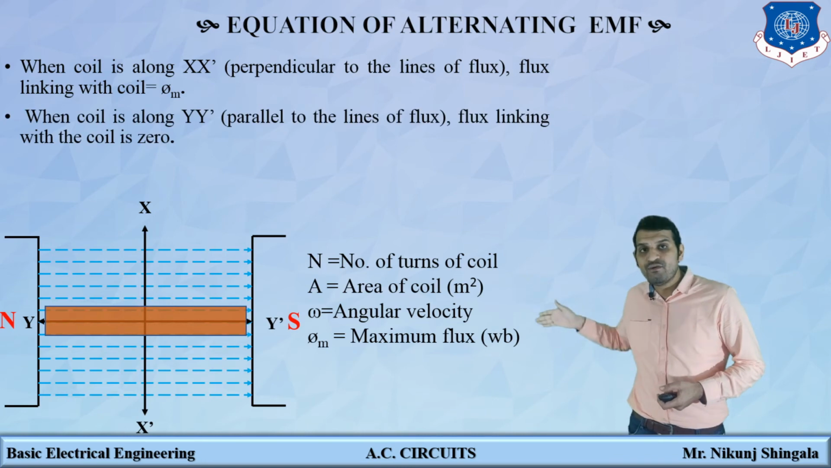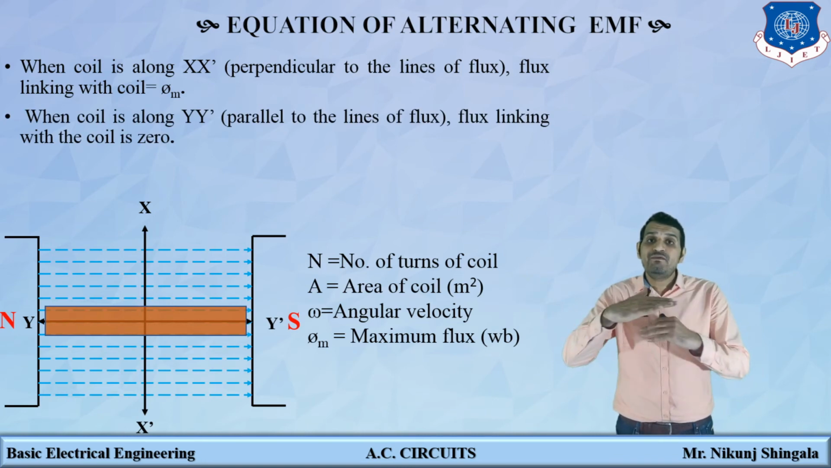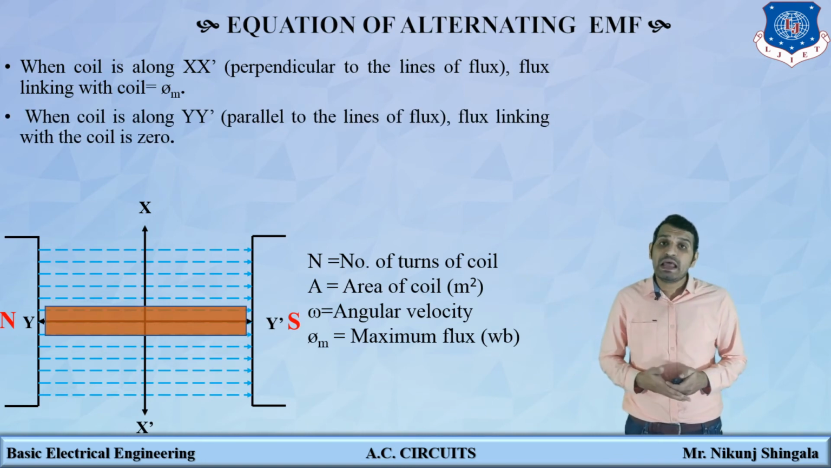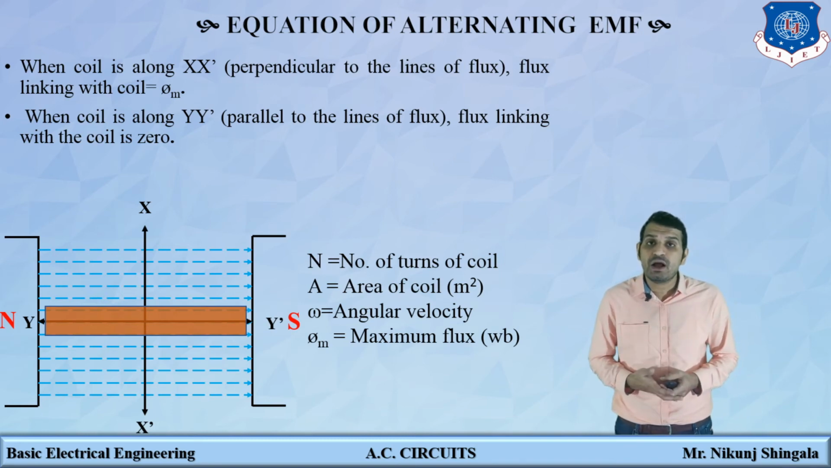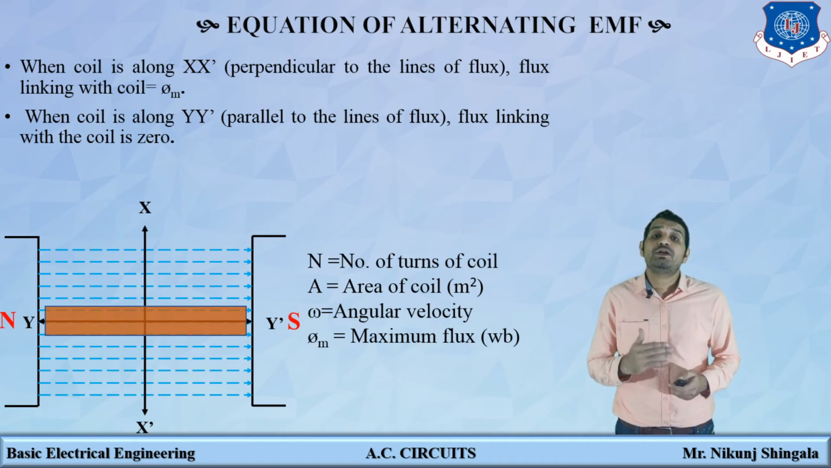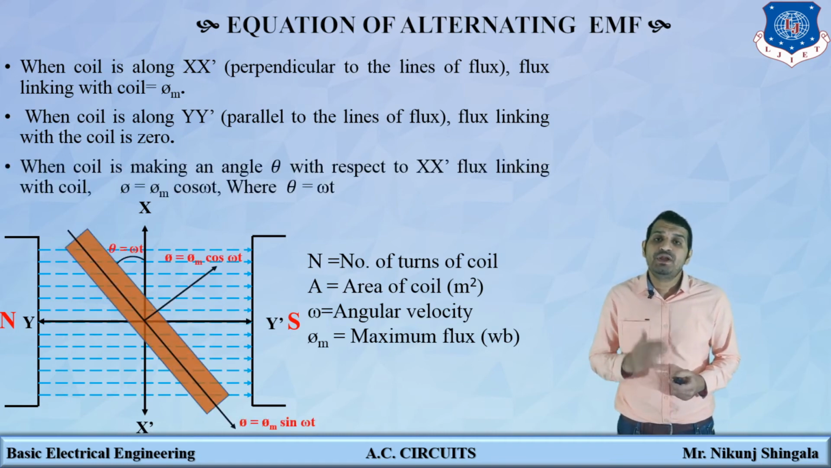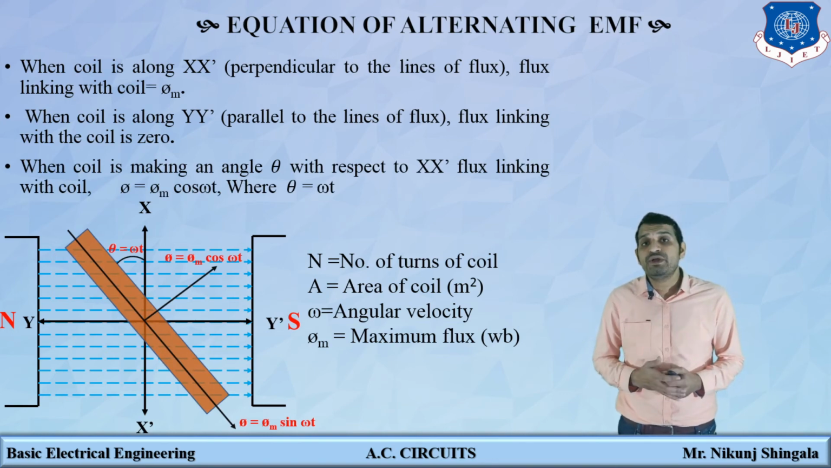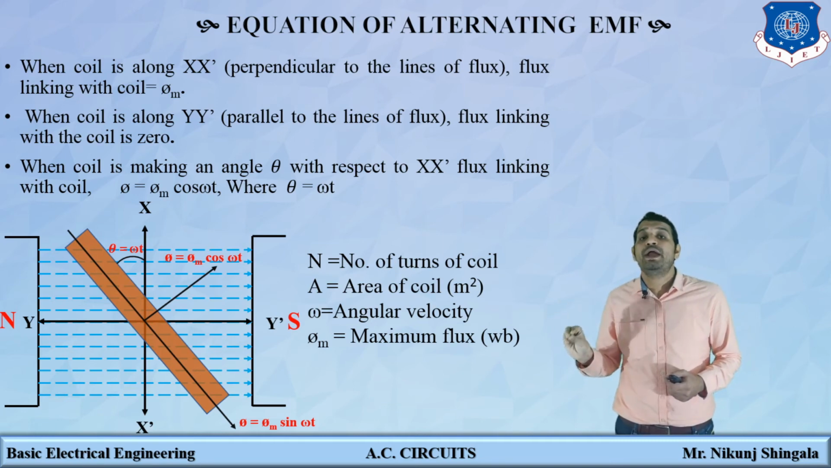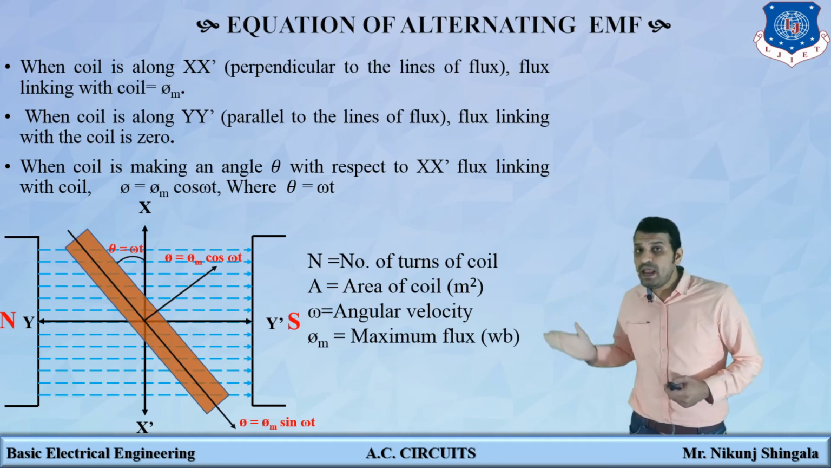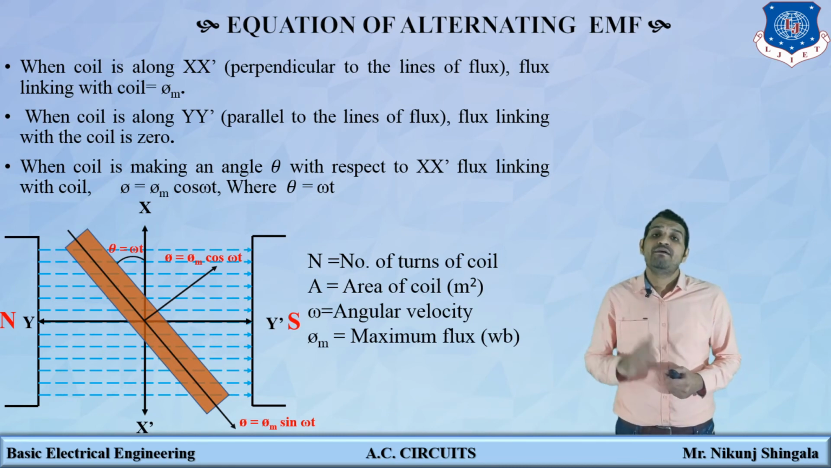So if it is along y dash, you can see the coil will be parallel with the magnetic lines of force, then zero lines will be cut, so flux linking with the coil will be zero. Now if the coil starts rotating and after time t, the coil has rotated by angle theta, where theta is equal to omega t. In this case, the flux component perpendicular to the plane of the coil is given by phi is equal to phi m cos omega t.